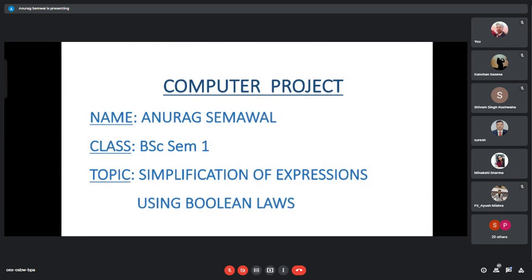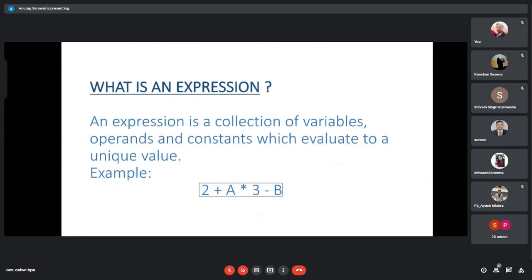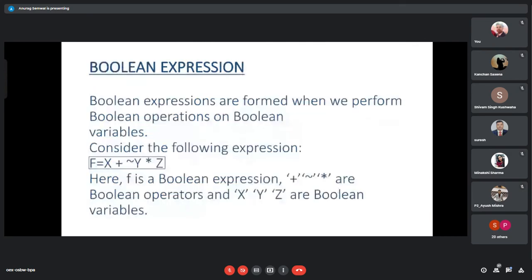My today's topic is simplification of expressions using Boolean laws. First of all, what is an expression? An expression is a collection of constants which evaluate to a unique value. 2 plus a into 3 minus b is an example of an expression. It's a pretty simple expression which we normally use not only in computer science but also in maths and physics and other subjects.